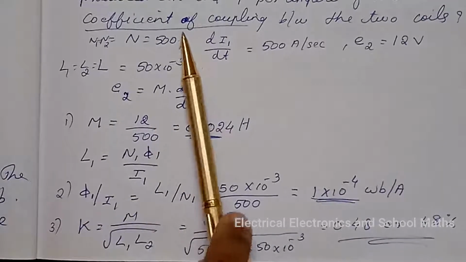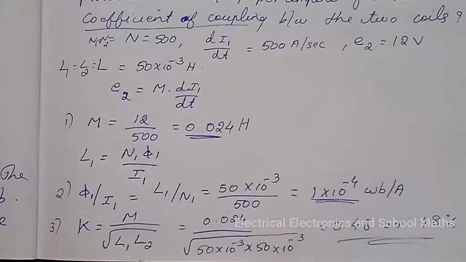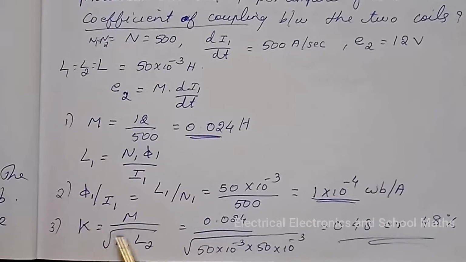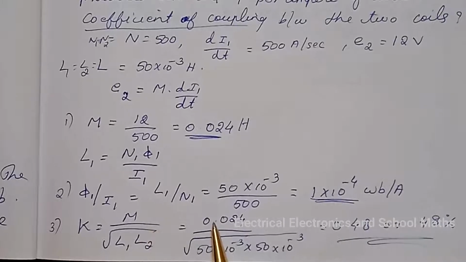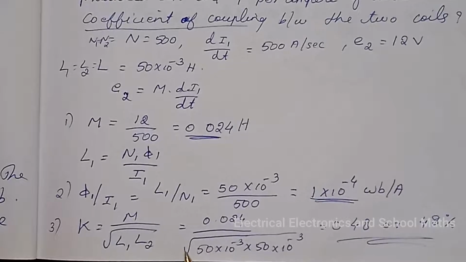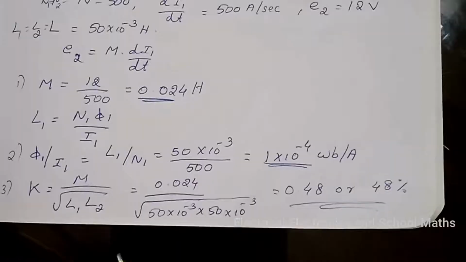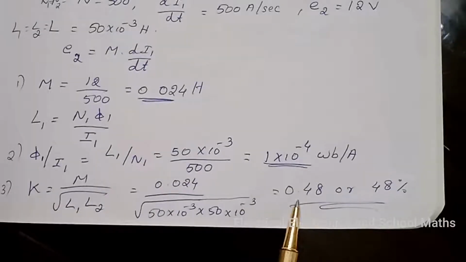The last question is find the coefficient of coupling between the two coils, and we have coefficient of coupling K equal to M divided by root of L1 L2. M is 0.024 divided by, L1 and L2 are equal, so root of 50 into 10 raised to minus 3 into 50 into 10 raised to minus 3. And we get 0.48 or 48%.